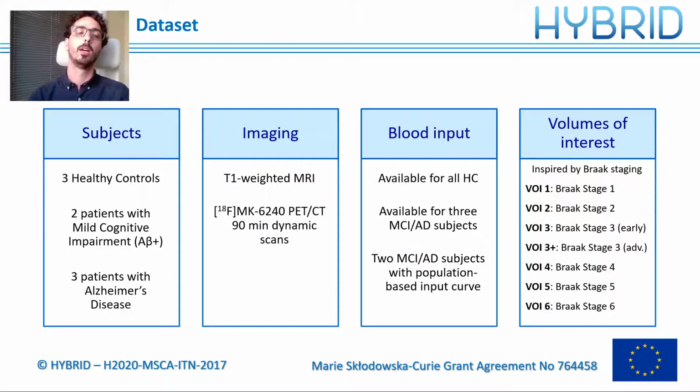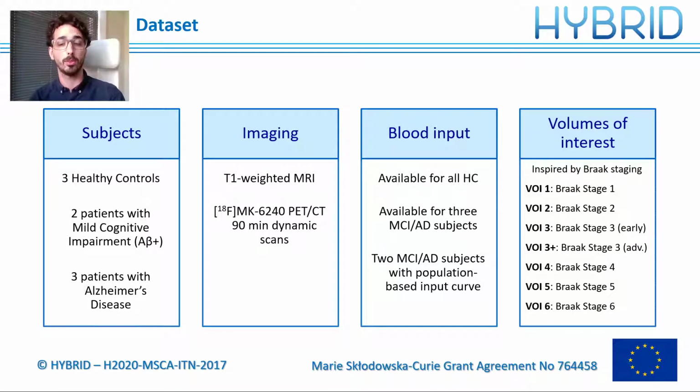To do that, we studied data from 3 healthy controls, 2 patients with mild cognitive impairment and amyloid positivity, and 3 patients with Alzheimer's disease. All subjects underwent a T1 weighted MRI and also an MK6240 PET-CT 90-minute dynamic scan. For simulations, we needed blood input, which was available for all healthy controls and 3 patients, while for the last 2 patients we made use of a population-based input curve.